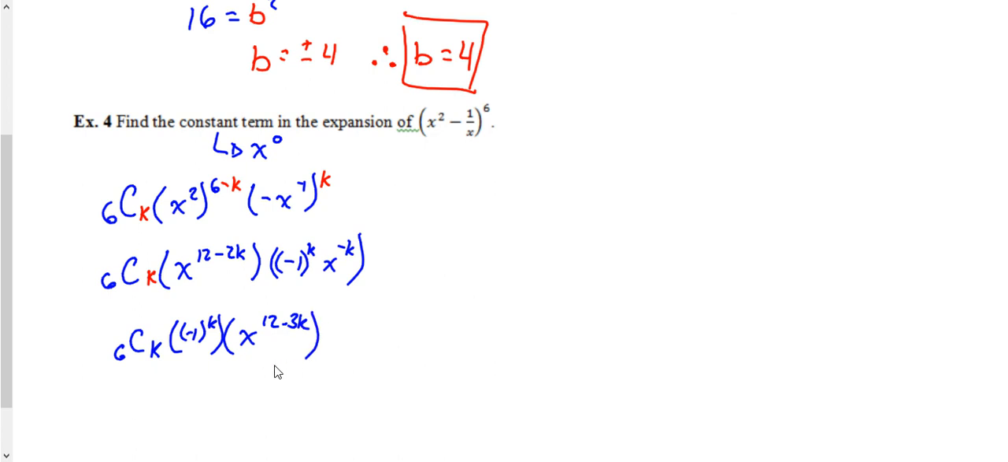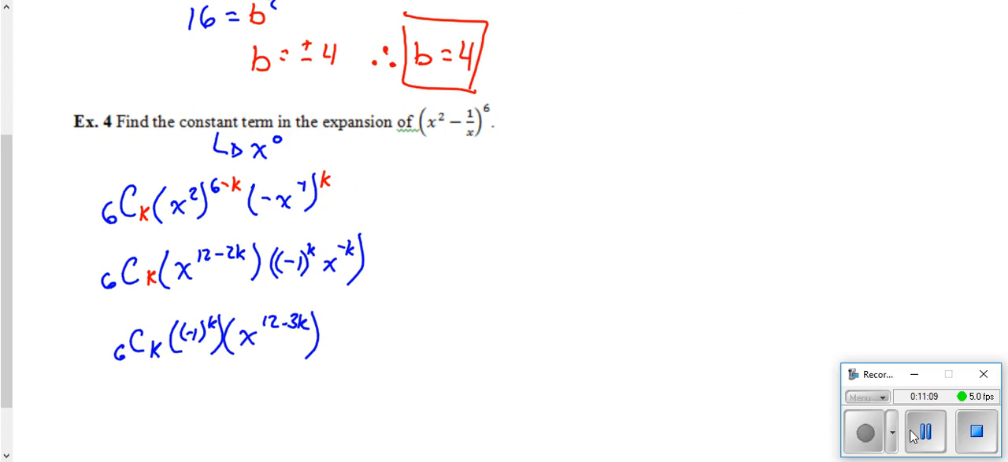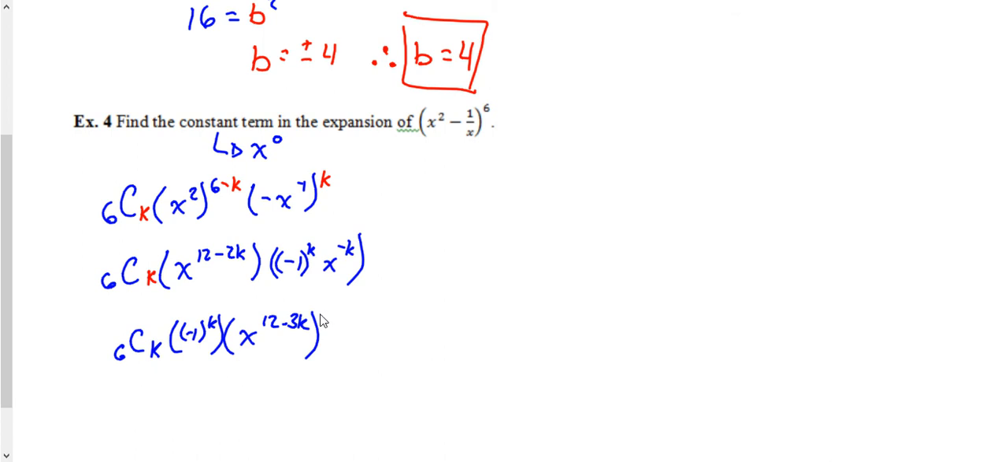All right. And from here, I can do something like this, where I can say these are all numbers, and I'm just going to underline it here. These are all numbers right here. This is a number, and this here is your variable. And what we wanted was the variable to equal 0. That's our constant term. So I can set this x to the 12 minus 3k all equal to x exponent 0.